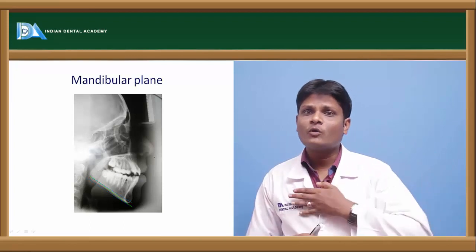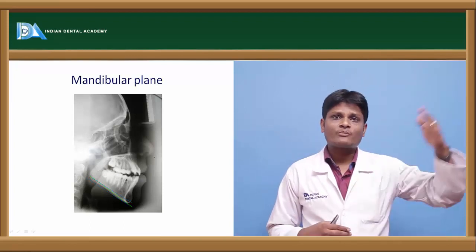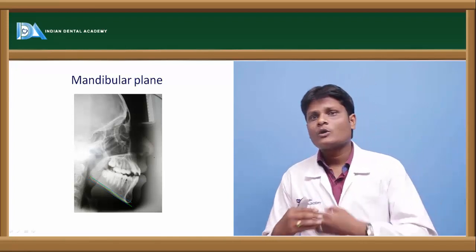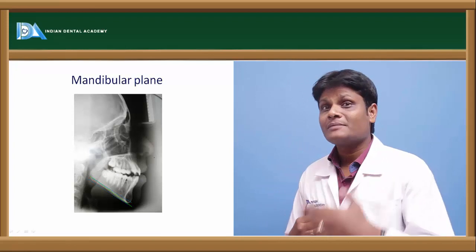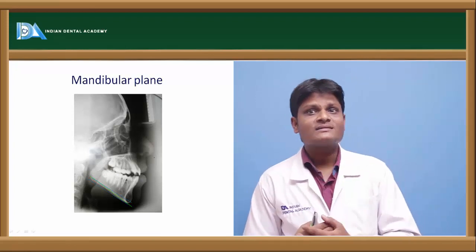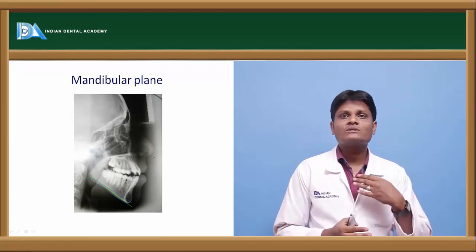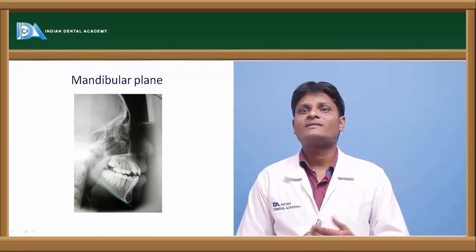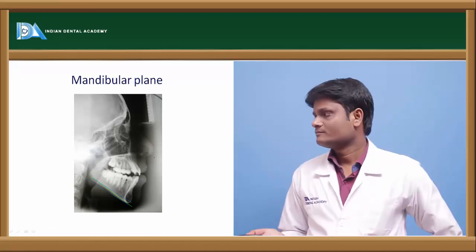For example, if we go for Downs analysis, we should take the mandibular plane as proposed by Downs. If you are going for Steiner's analysis, we should go with the mandibular plane proposed by Steiner's as the mandibular plane. Similarly, with Tweed's analysis, we should go with the tangent to the lower border of the mandible as the mandibular plane. Okay, this you should keep in mind.